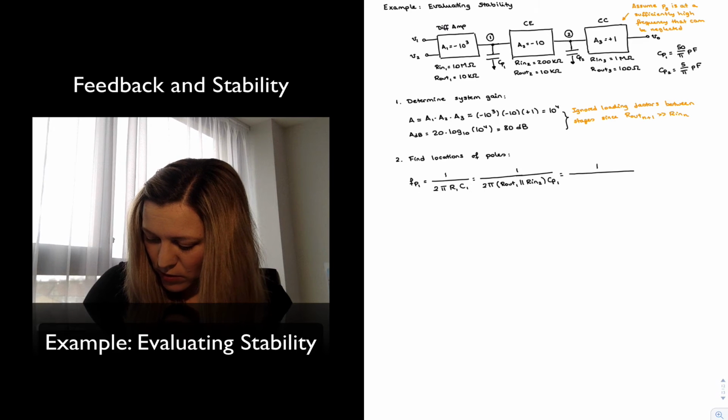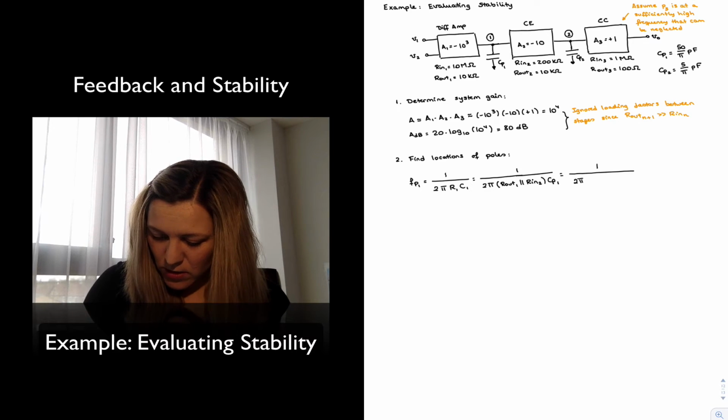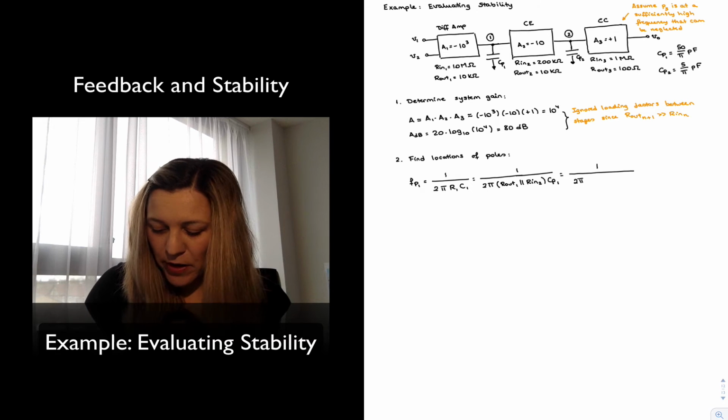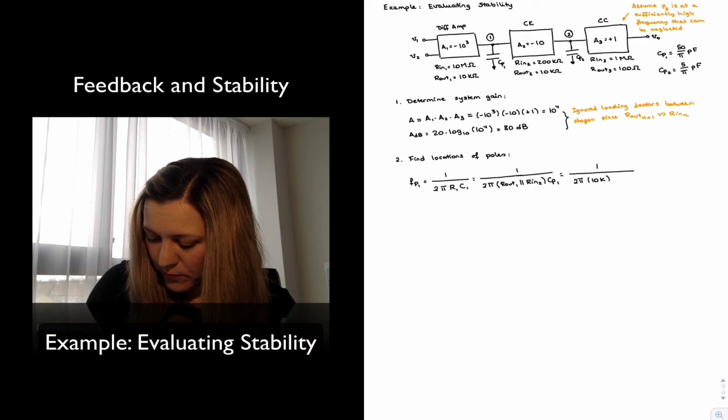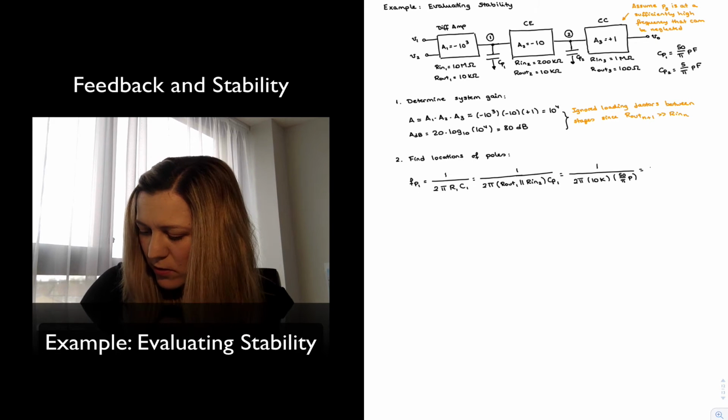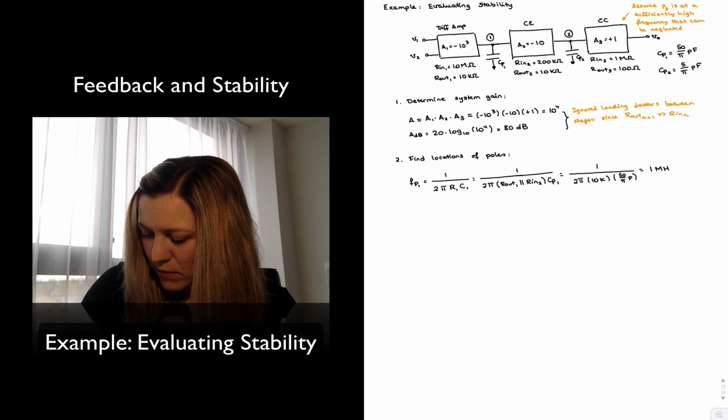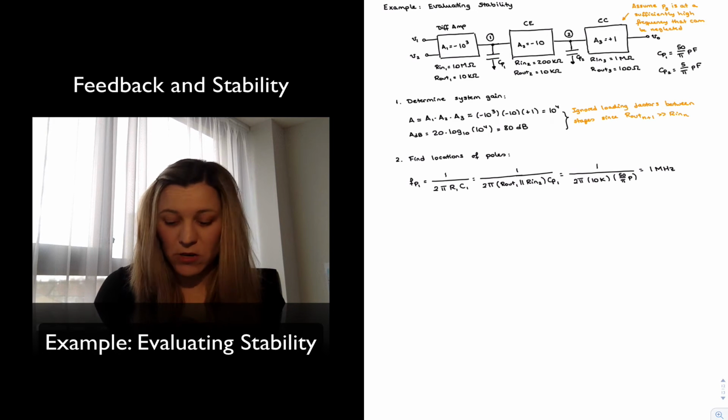And therefore, this is 1 over 2 pi. And so I'll have 10K in parallel with 200K. I'm going to approximate that as 10K. And then CP1 is 50 divided by pi pico. So that gives me my first pole location at 1 megahertz.